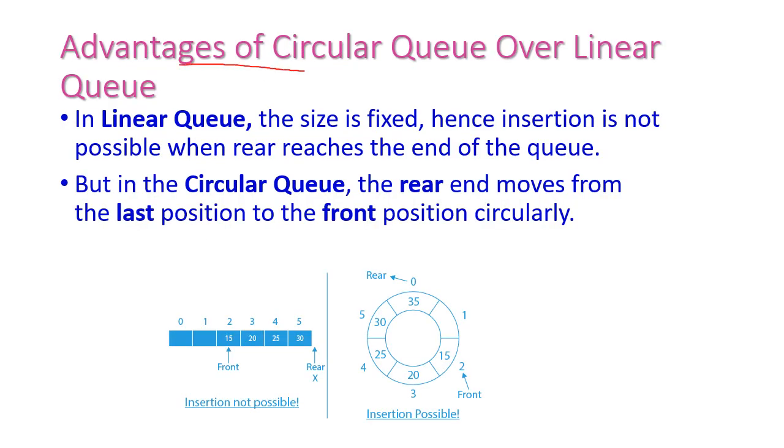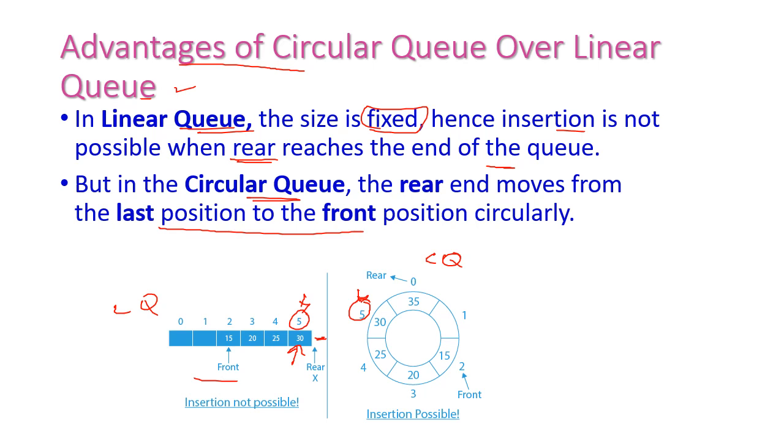Now let us see some of the advantages of circular queue over the linear queue. And this is the example for linear queue, and this is circular queue. When it comes to linear queue, the size is fixed. Hence, when the rear pointer reaches the end of the queue, the insertion is not at all possible. If the rear reaches the end of the queue, for example this place, fifth position, after this we cannot insert any new item, isn't it? See, when it comes to circular queue, if the rear reaches the end of the queue, then immediately it will move to the first position of the queue, circularly. Hence, the insertion is also possible till the queue is full.